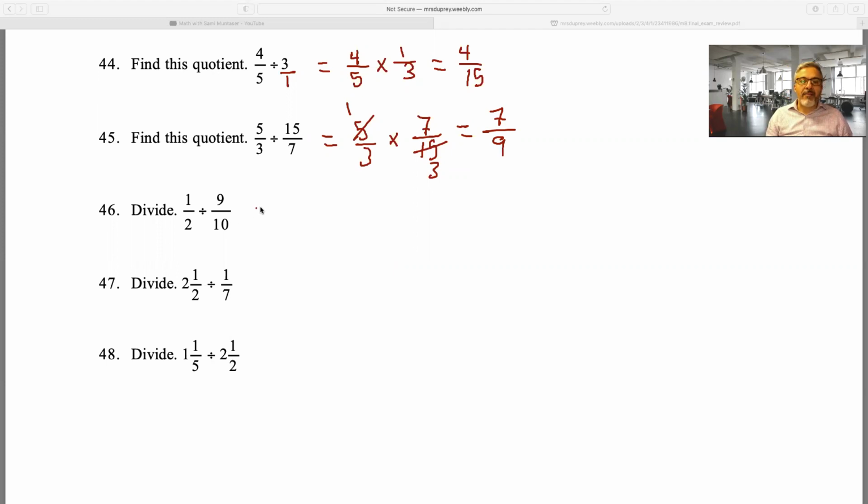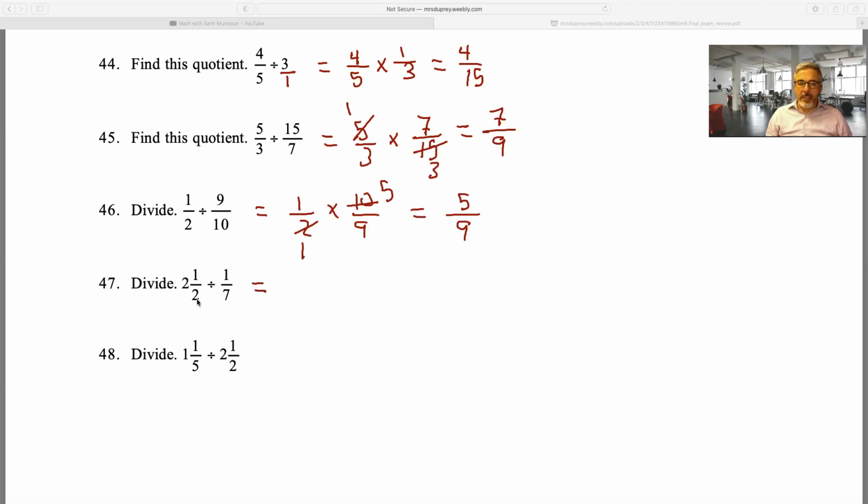So now 1/2 times flip 10/9. Reduce, 2 goes into itself once, goes into 10 5 times. Now you cannot reduce any further. 1 times 5 is 5. 1 times 9 on the bottom just gives you 9.